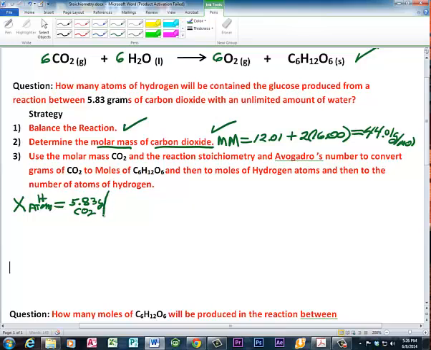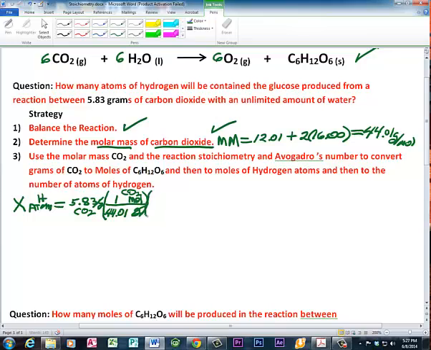The first thing I need to do is to convert grams to moles. In order to convert grams of any substance to moles of that substance, you divide by the molar mass. I'll say that again. In order to convert grams of a substance into moles of substance, you divide by the molar mass. So the molar mass of carbon dioxide is 44.01 grams per 1 mole. So that is going to cause grams to be canceled in our calculation. We're now in moles of CO2. I've converted grams to moles.